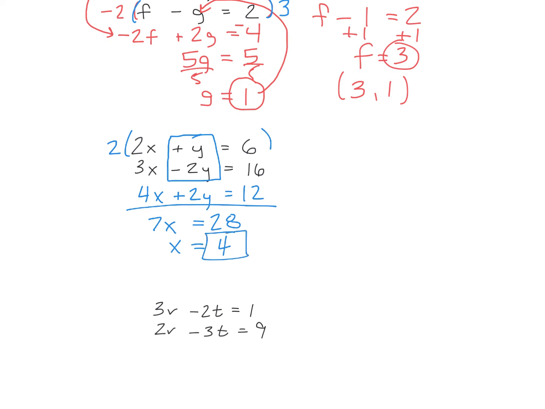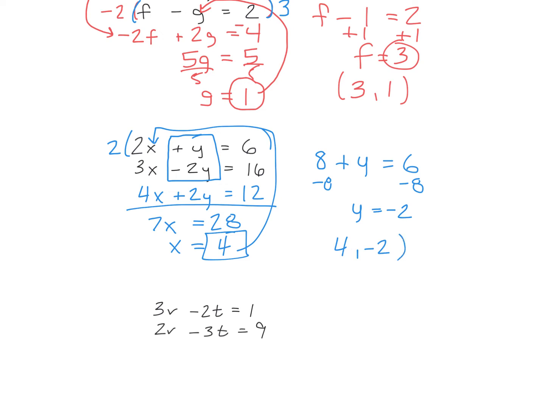So to get that y, I'm going to substitute this back in. 2 times 4 is 8, so I have 8 plus y is 6. I could subtract the 8, and I get y to be -2. So therefore, my solution is 4, -2.